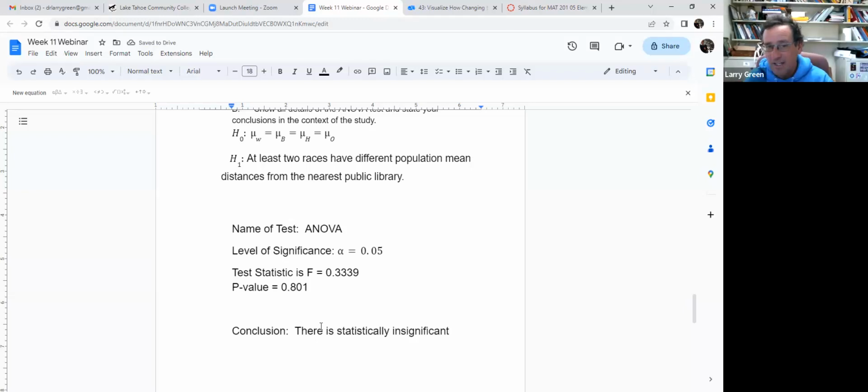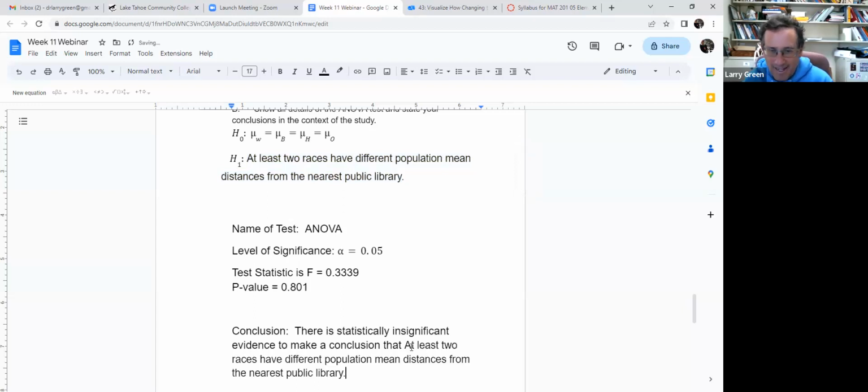Okay, because our p-value is large, that's when you have statistically insignificant evidence to make a conclusion that... and now the good news is we have H1 already written, and we're online, which means I can copy and paste and fix the grammar. Take that A and make it lowercase. So there is statistically insignificant evidence to make a conclusion that at least two of the races have different population mean distances from the nearest public library.